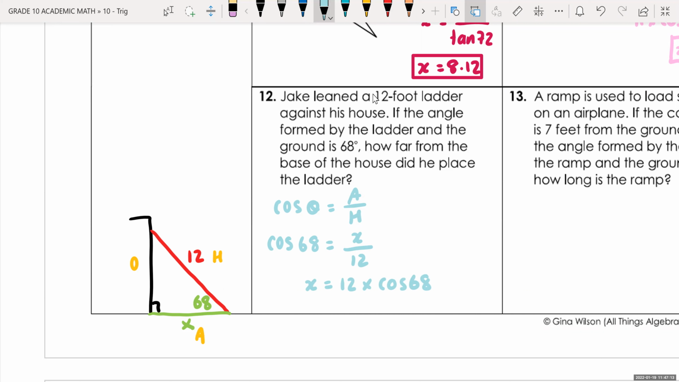In the end, you're multiplying 12 and cos 68. That's the end goal. It doesn't matter how you write it. So cos 68 times 12, you got 4.495. And we're rounding to 2 decimal places, so it's just going to be 4.50. And this will have a unit, which is just going to be feet.